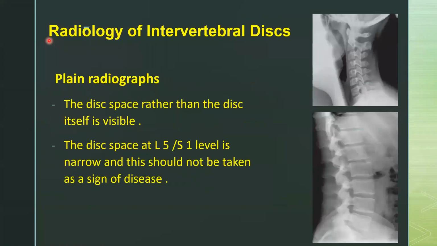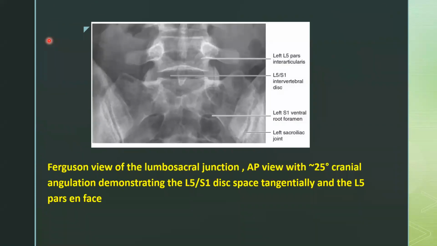Radiology of the intervertebral disc. On the plain radiograph, the disc space rather than the disc itself is visible. The disc space at L5-S1 level is narrow, and this should not be taken as a sign of disease. This shows the Ferguson view of the lumbosacral junction, an AP view with 25 degrees cranial angulation demonstrating the L5-S1 disc space tangentially on the L5 pars and facet.